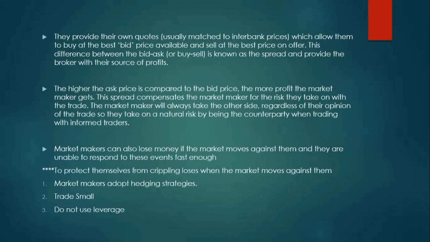They provide their own quotes, which allows them to buy at the best bid available and sell at the best price on offer. This difference between the bid and ask is also known as the spread, and provides the broker or the market maker with their source of profit. Like I said, with the retail store, their profit is called a markup. With the broker or the market maker, their profits are called the spread. The spread is the difference between the bid and ask. The higher the ask price is compared to the bid, the more profit the market maker gets, right? And the spreads compensate the market maker for the risk they took with the trade.